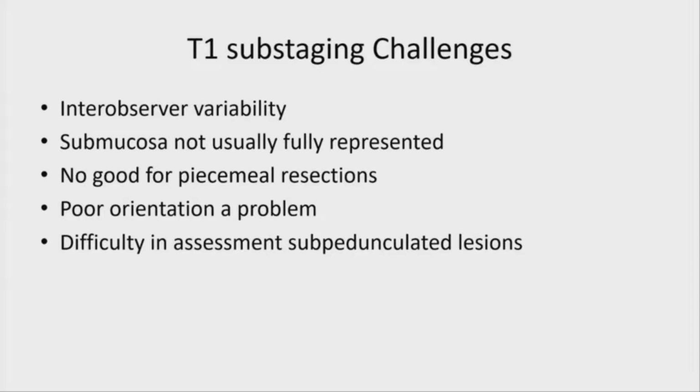It shows a distinct inter-observer variability, although with better kappa with Kikuchi rather than Haggitt staging, the submucosa may not always be fully represented. It doesn't work for piecemeal resections, and poor reorientation is a problem, particularly in these resections. And there's obviously the difficulty in assessing subpedunculated lesions.